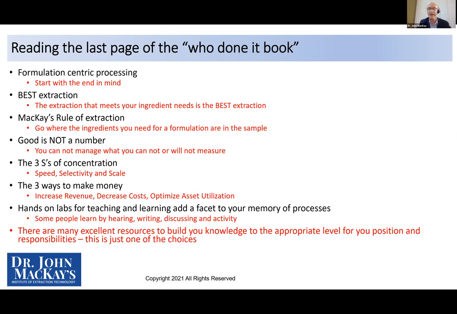And you have the 3 S's of concentration that we will cover. And we cover them through every process to see how do you move to the formulation that you're trying to do economically. Speed, selectivity, and scale, and how they correlate to each other. There's 3 ways to make money, even Willie Sutton. You increase revenue, you decrease cost, and optimize asset utilization.